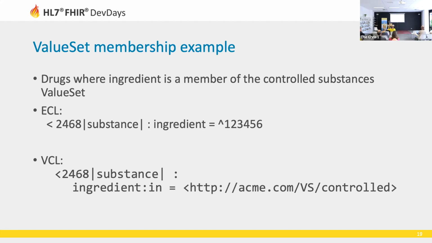Then there's value set membership. In ECL, the syntax is something like this, with this little caret and then the identifier for the reference set. In VCL, it's just the :in operator and then the value set URI in the angle brackets. And so you can do that in SNOMED in a value set. You can't do it in other code systems, but this gives us that.